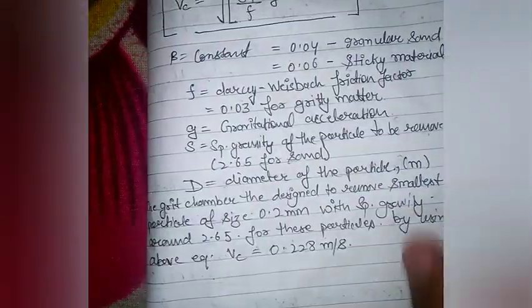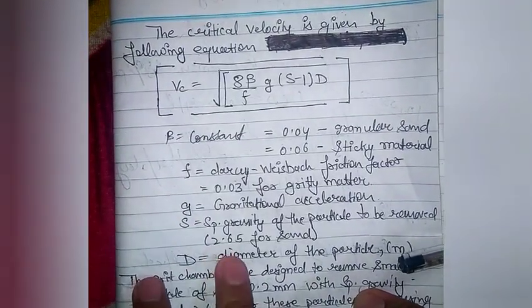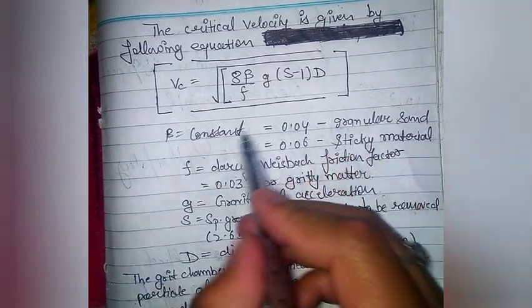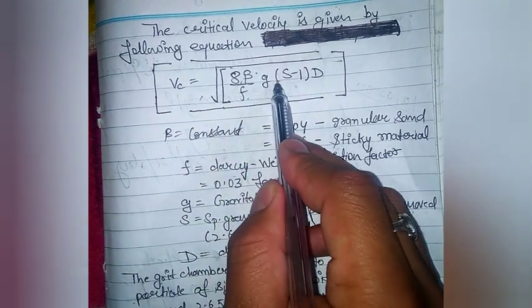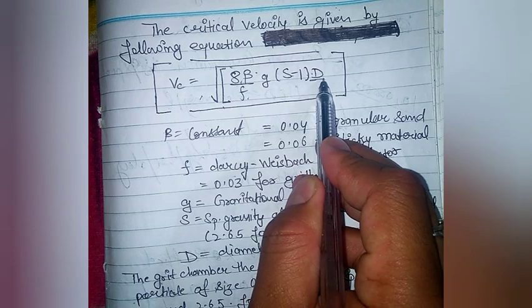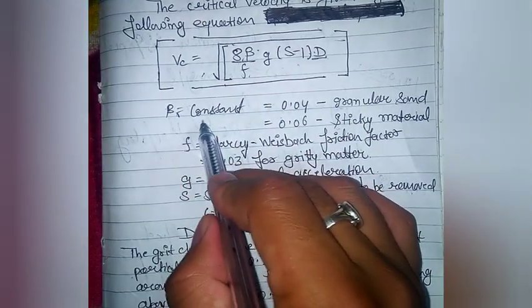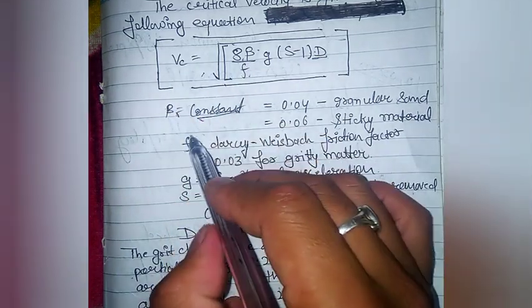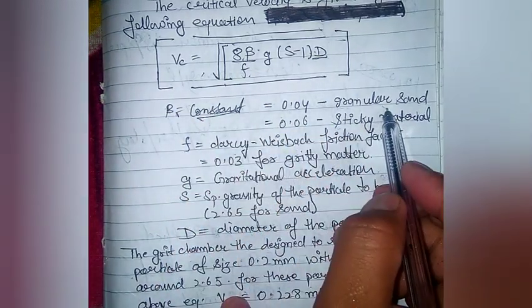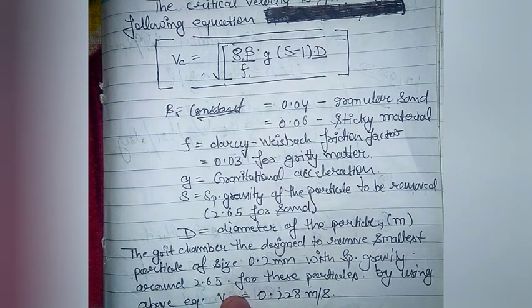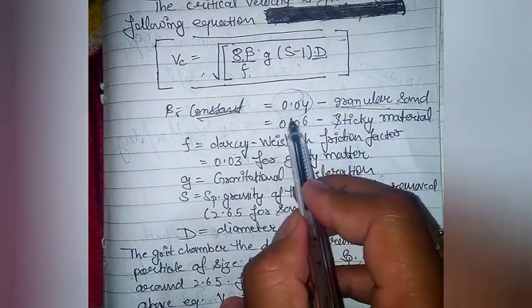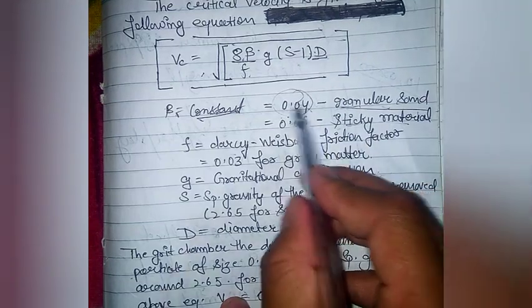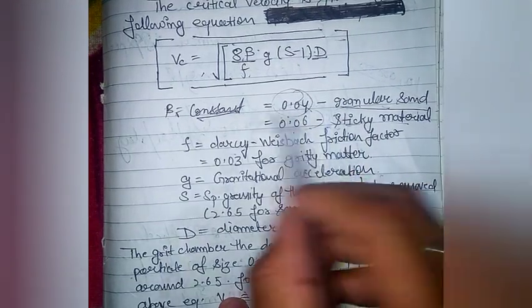Now the critical velocity is given by the following equation. Vc is equal to the square root of 8 beta over f, times g, times s minus 1, times d. What is beta? Beta is a constant. It depends upon the type and characteristics of the inorganic matter present in the sewage. For granular sand, we use this value as 0.04, and for sticky material we use 0.06.